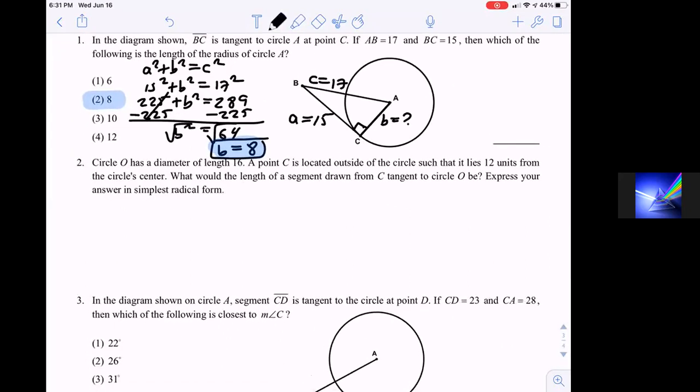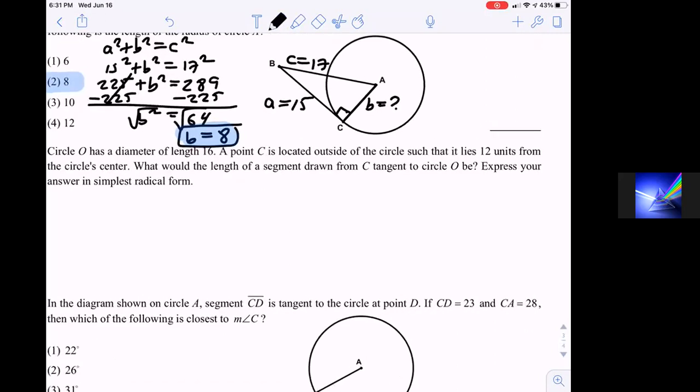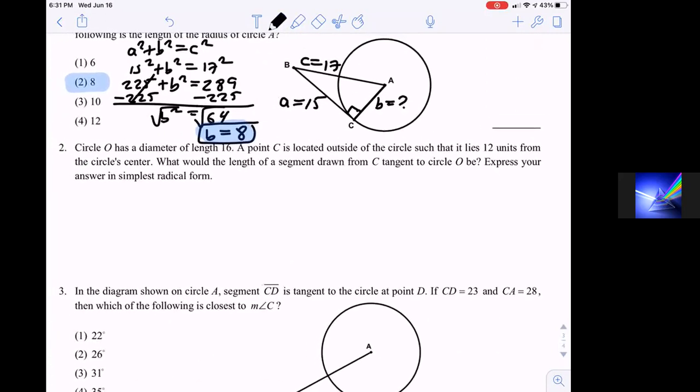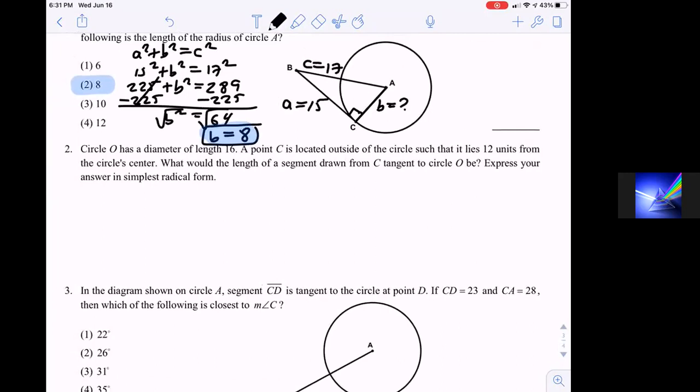Circle O has a diameter of length 16. Point C is located outside the circle such that it lies 12 units from the circle's center. What would the length of a segment drawn from C tangent to circle O be? So let's draw what this could look like.